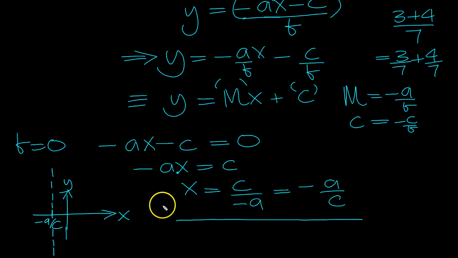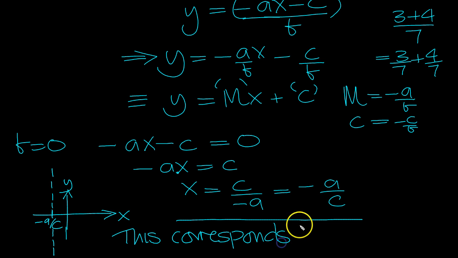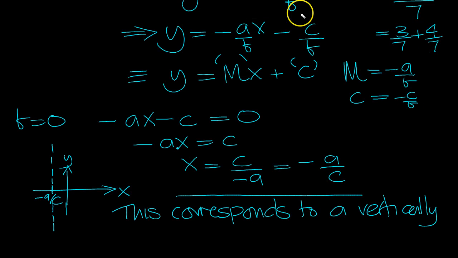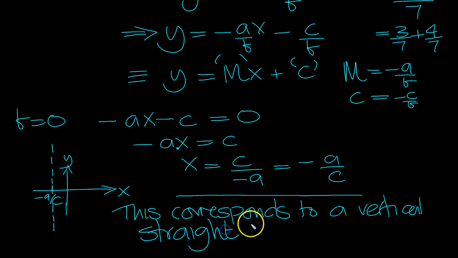So it corresponds to a straight line. A vertically straight line, so to speak. A vertical straight line at x equals minus a over c.